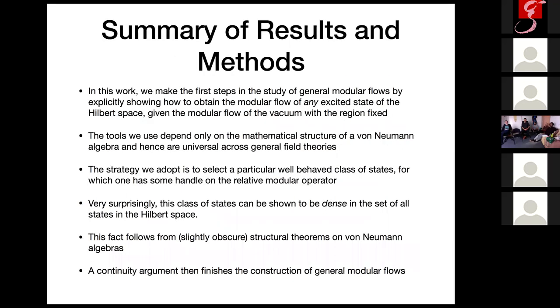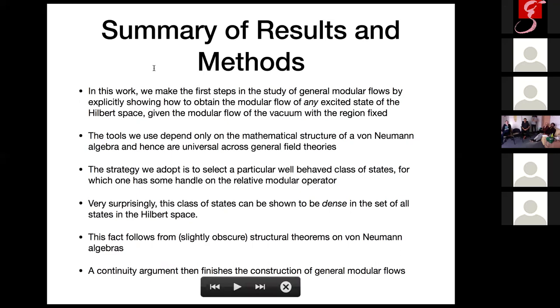So what do we do here? As I just said, we want to constrain or characterize modular flows for arbitrary excited states in the Hilbert space, given the modular flow of the vacuum. We'll keep the region fixed. It could be any arbitrary region. The only assumption we'll make is we know the modular flow of the vacuum to as much accuracy as we want. Given that, by the end of this talk, I'll outline a procedure to obtain the modular flow of any excited state in the Hilbert space for the same region.